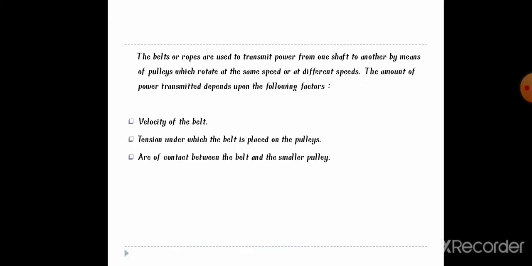Let's start with the concept of belts, ropes and chain drives. Belts or ropes are used to transmit power from one shaft to another shaft by means of pulleys which rotate at the same speed or at different speeds.